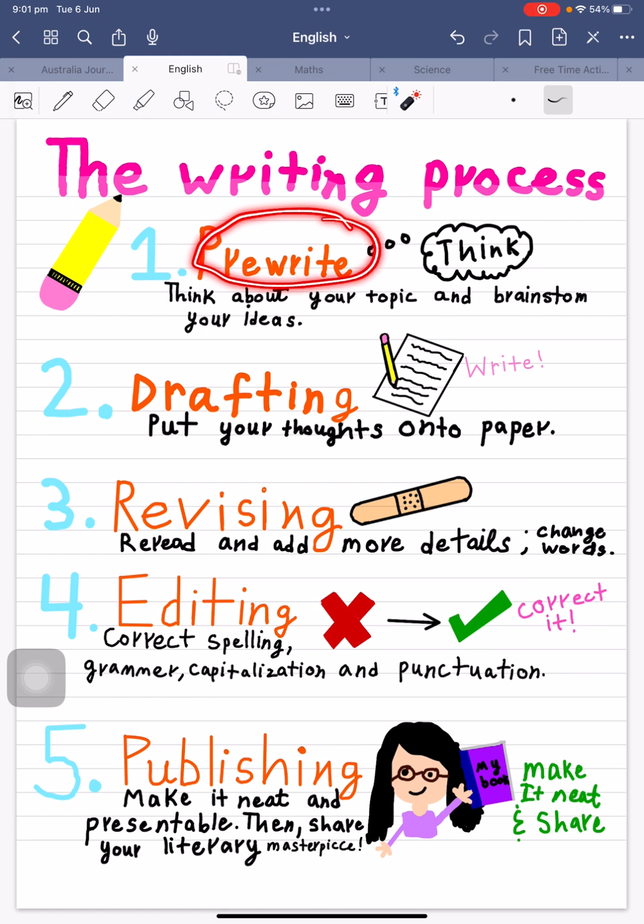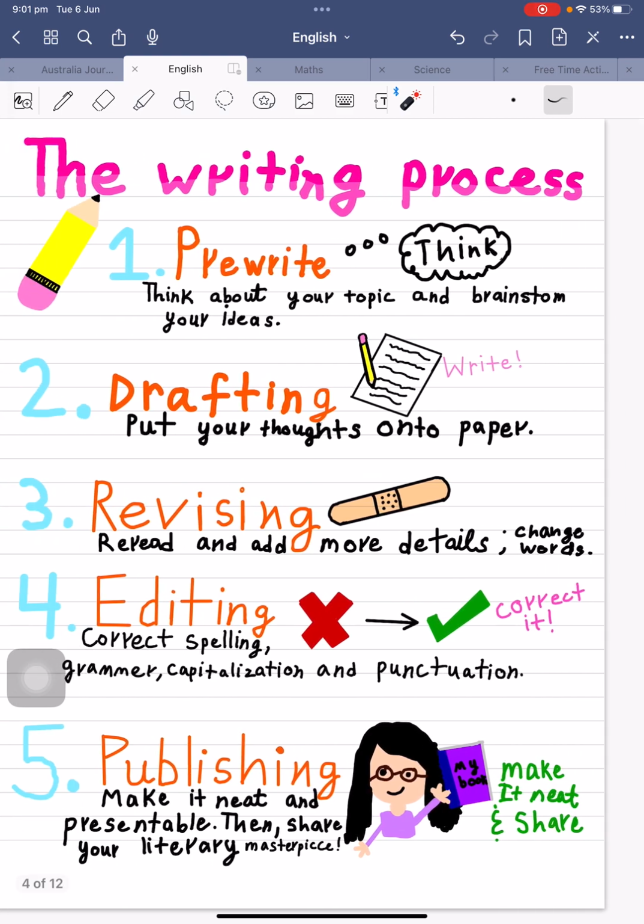So pre-write, think about your topic and brainstorm your ideas. And then there's drafting, put your thoughts onto paper, revising, reread, and add more details, change words, editing, correct spelling, grammar, capitalization, and punctuation. And then there's publishing, make it neat and presentable, and then you can share your masterpiece.